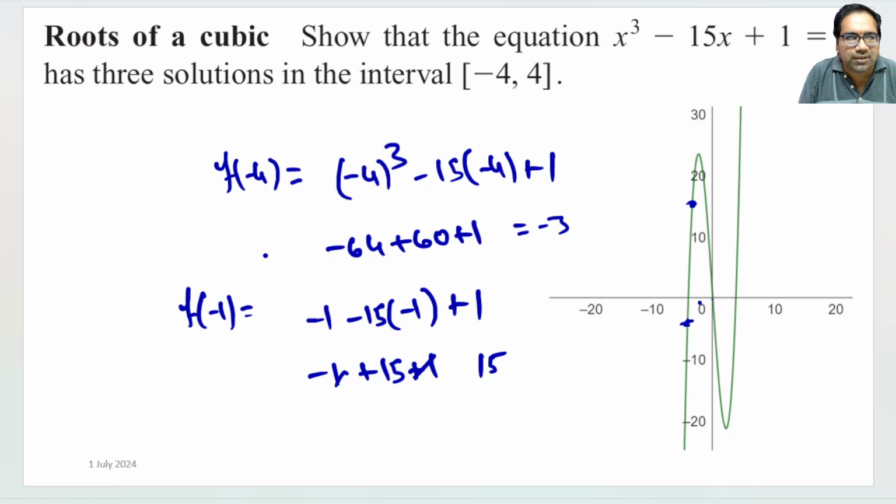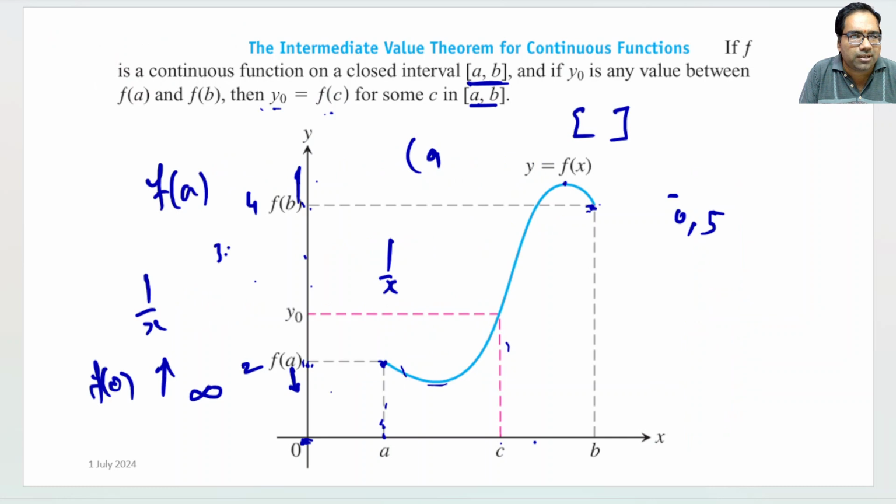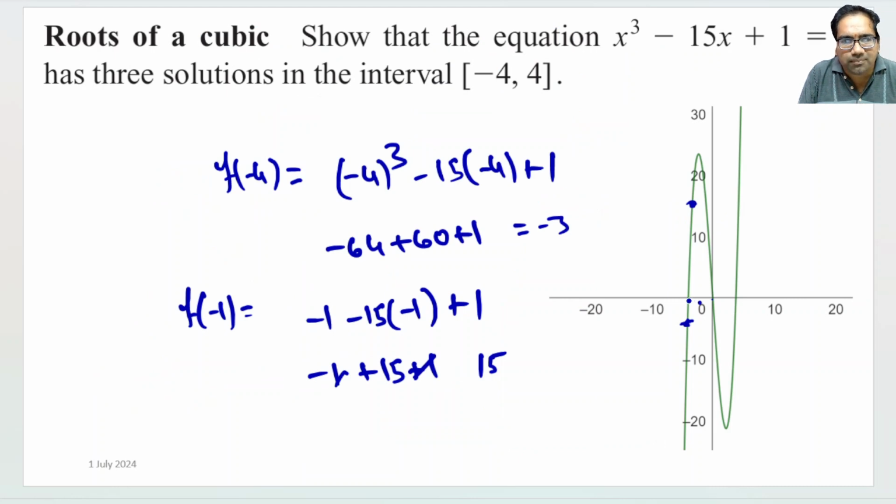Okay, what does that mean? So f of minus 4 is minus 3 and f of minus 1 is 15. As per your intermediate value theorem, here f of a is negative and f of b is positive. So there should be some c which will give all the values which are there in between. There should be some c, some x coordinate, that should give all the values between minus 3 and 15.